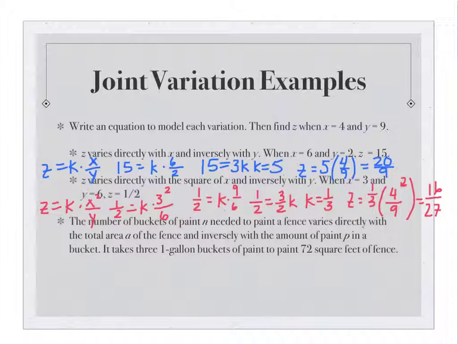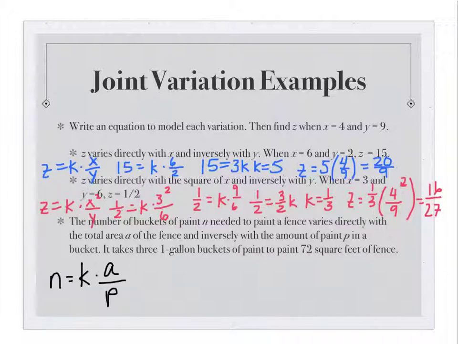All right, the last one, we're just going to write an equation. They give us enough information to write an equation. The number of buckets of paint N needed to paint a fence varies directly with the total area A of the fence and inversely with the amount of paint in a bucket. So, number of buckets varies directly with area and inversely with amount of paint in a bucket.